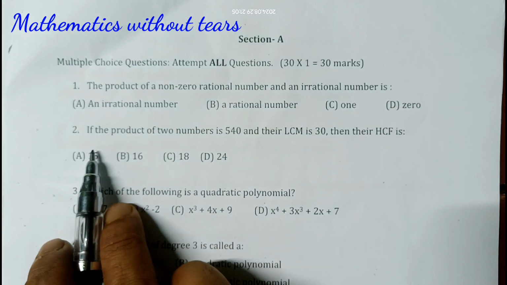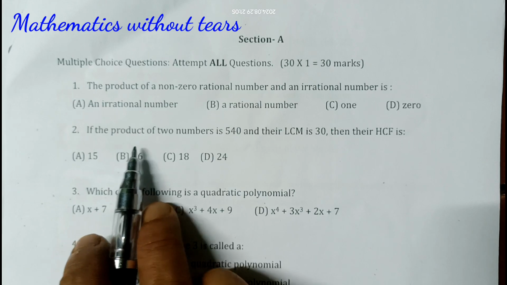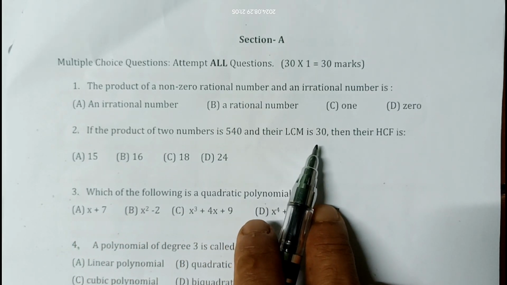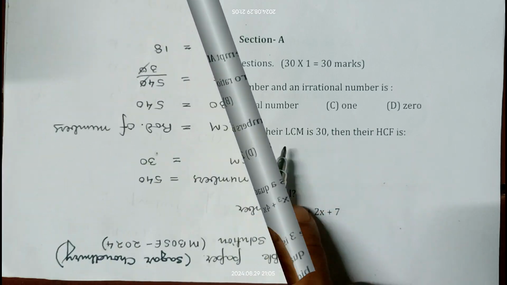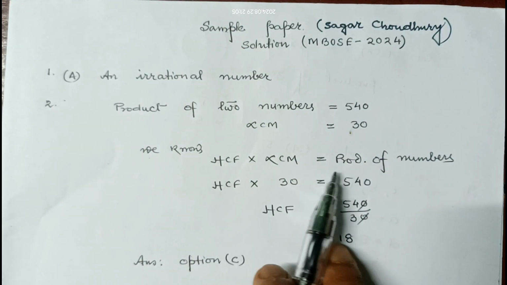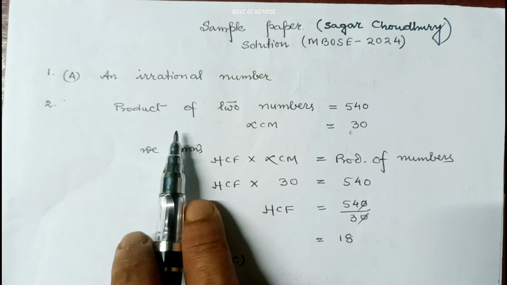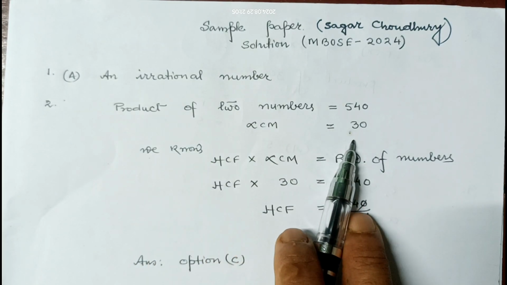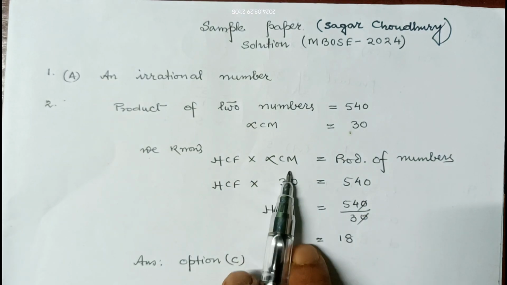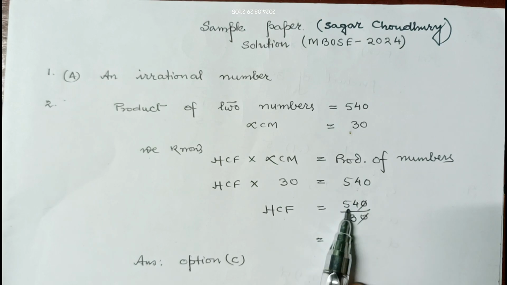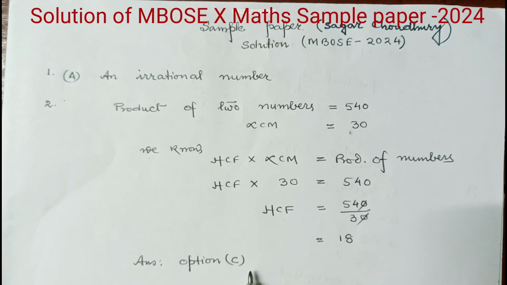Now if you see question number 2, if the product of two numbers is 540 and their LCM is 30, then their HCF is. So for number 2, we are using the formula HCF into LCM equals the product of the numbers. In the question it is given that the product of two numbers is 540 and LCM is 30. So HCF into 30 equals 540. So HCF equals 540 divided by 30, that will give 18. So option C is the correct answer.